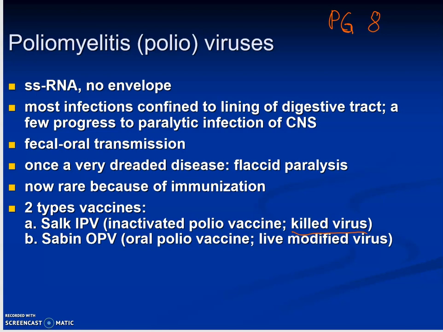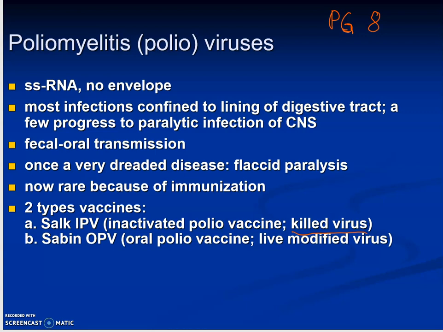In pathogen group number 8, we're going to start with the poliomyelitis, or short, polio viruses. These are single-stranded RNA viruses, no envelope. Most infections are confined to the lining of the digestive tract, but a few progress to paralytic infection of the central nervous system. The transmission is on the fecal-oral route.